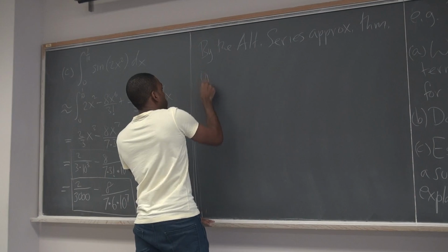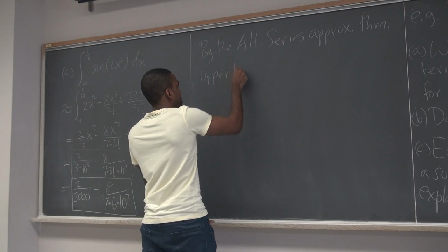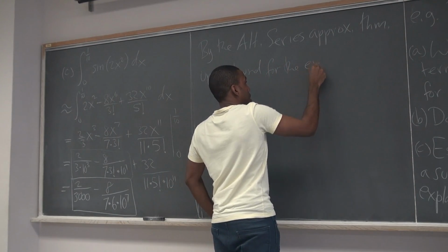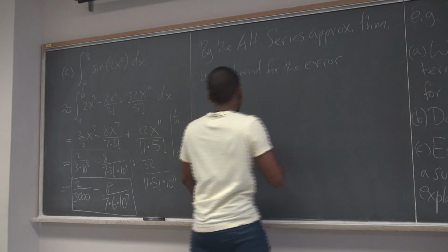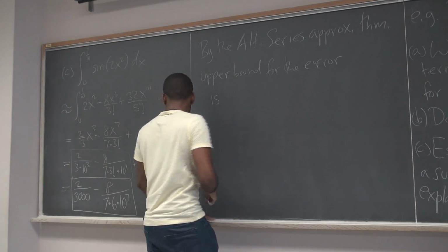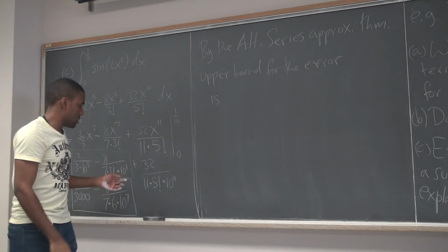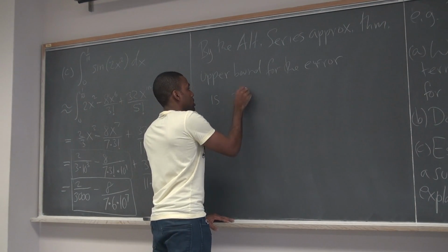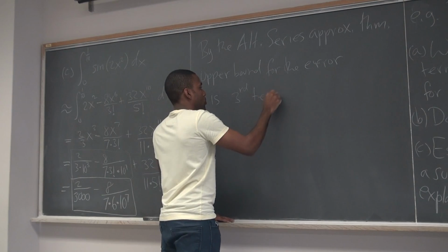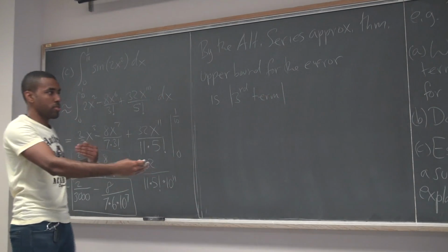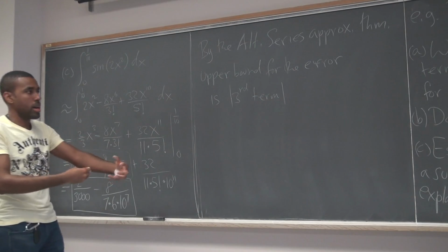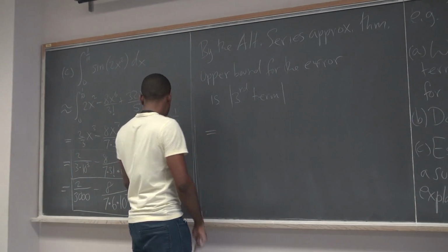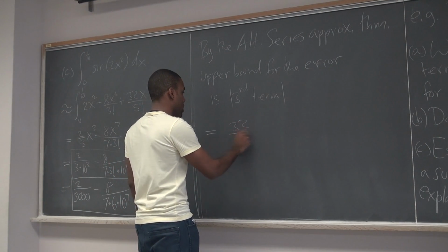The upper bound, what is that? For the error, it is just the absolute value of the n plus first term, which is the third term. So the sum of the first 2 terms is approximated by the third term. The third term will tell you how far it is from the actual answer. That means the approximation is good within this much.